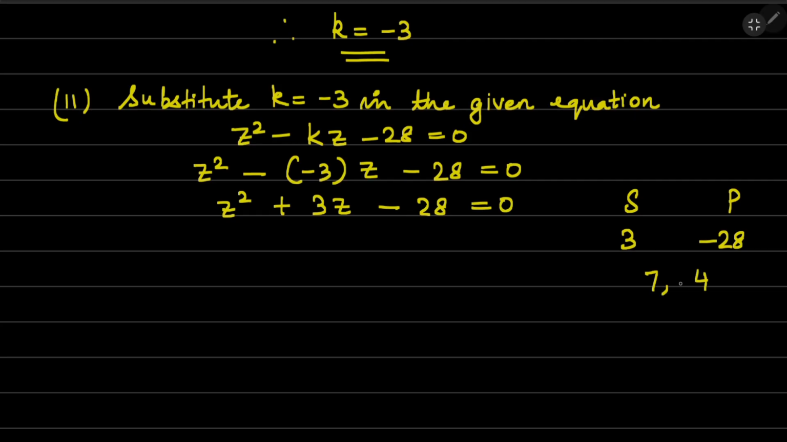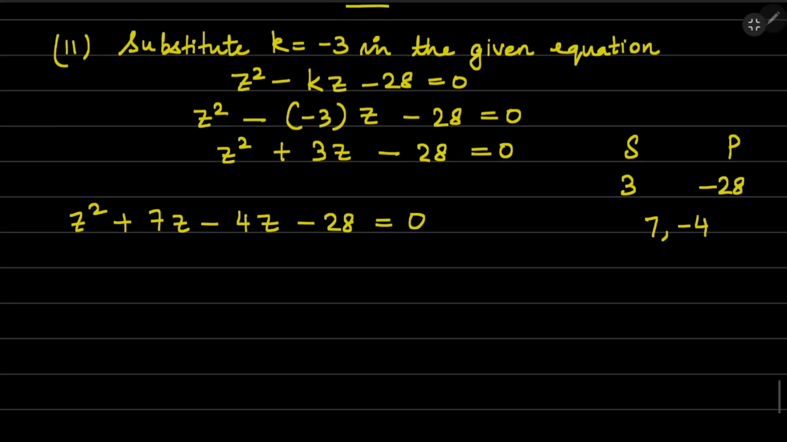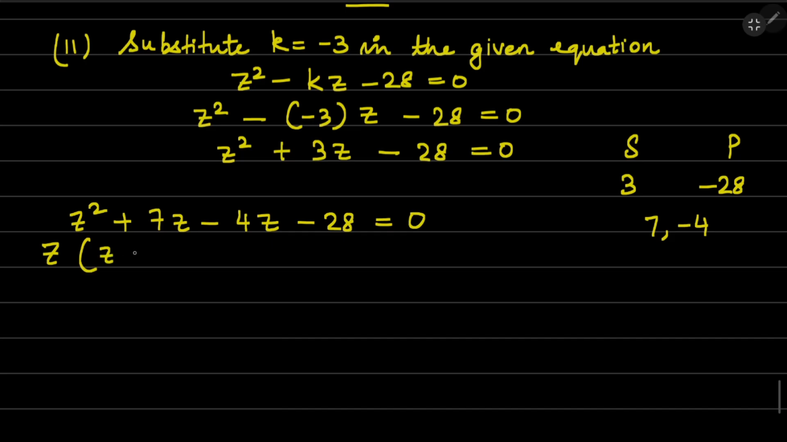Again, it's very easy. 7 fours are 28. If you put a negative sign to minus 4, the smaller number, you get the sum is positive. 7 minus 4 is plus 3. 7 multiplied by minus 4 is minus 28. So those are the values for your middle term. So z square plus 7z minus 4z minus 28 equal to 0. Take z common out. So you have z plus 7, minus 4 common out. Again z plus 7 equal to 0.